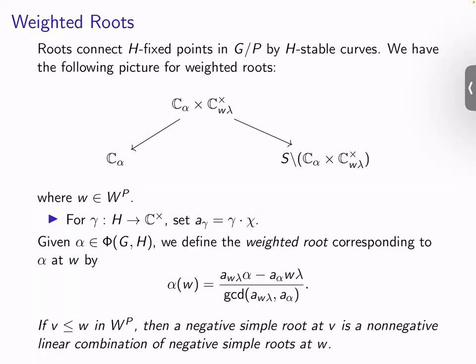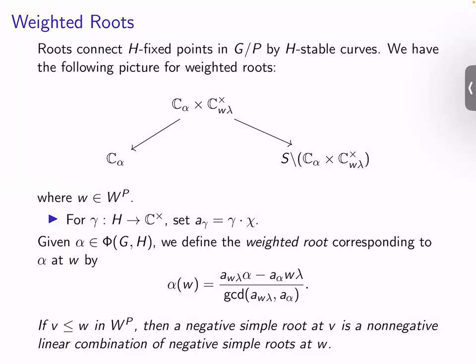Just to say it a little bit more explicitly, given a character gamma of H, set the integer of gamma paired with chi to be A_gamma, just for a little shorthand. So given a root alpha of H and G, define the weighted root corresponding to alpha at W to be this quotient. So for example, if the image of chi is contained in the solvable radical as before in the unweighted case, A_alpha is 0, the A_{w lambda} cancel and you just get the root again. So all the weighted roots are just roots.